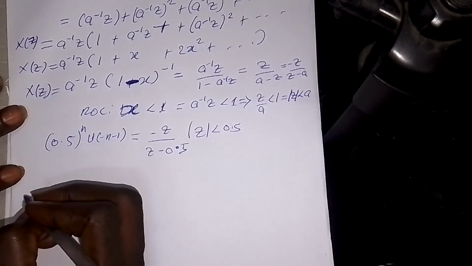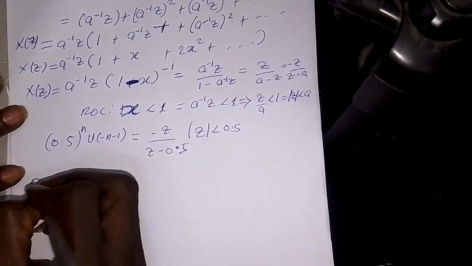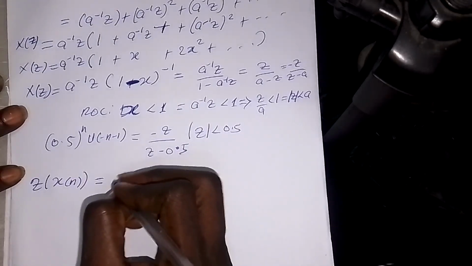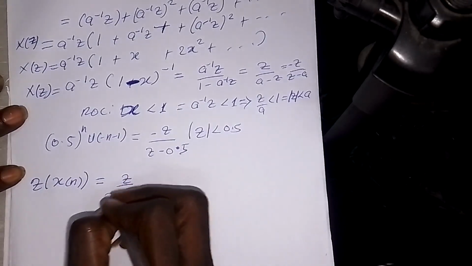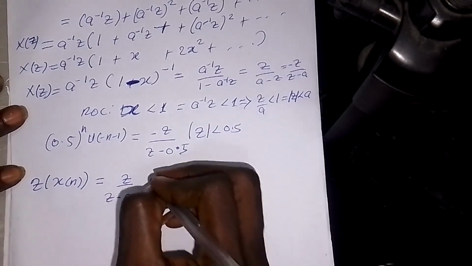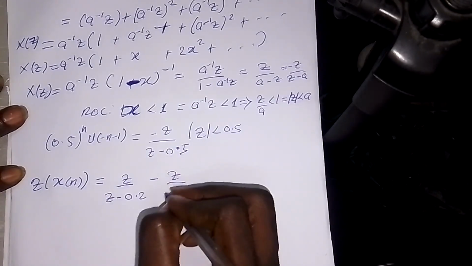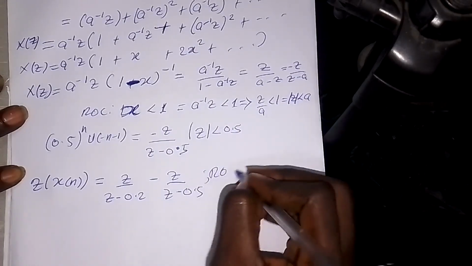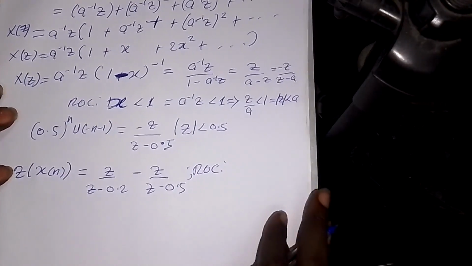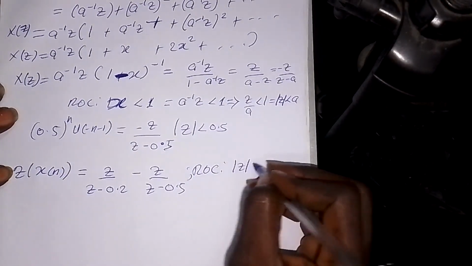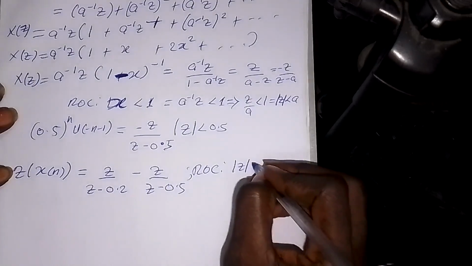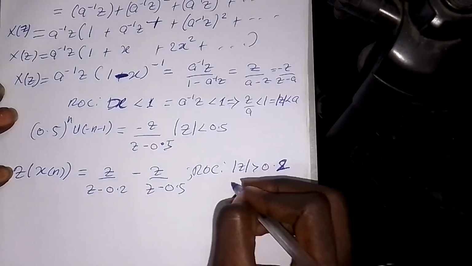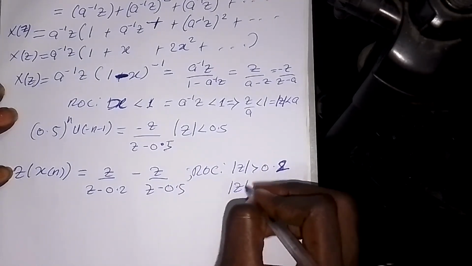Now what I can say is that the Z transform of x of n, which is given here, is going to be Z over Z minus 0.2 minus Z over Z minus 0.5. And the ROC, for the first one, mod Z is greater than 0.2. And for the second one, mod Z is less than 0.5.